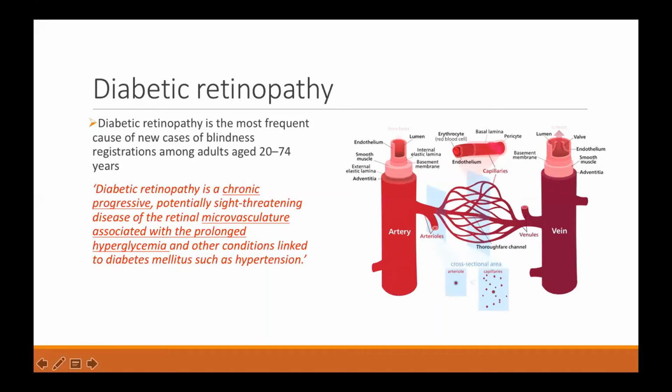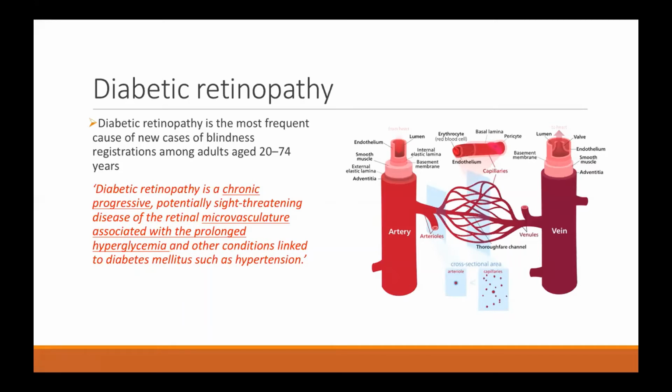So before I get started on the topic of retinopathy, I just want to say that this is based on the assumption that you have a basic understanding of the relevant anatomy, mainly being the retina. So this part of the presentation will require a bit more mental effort, so please be patient with me.